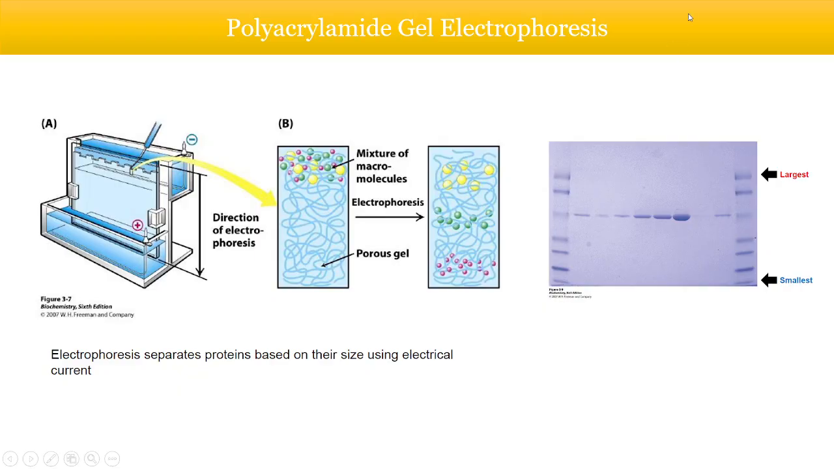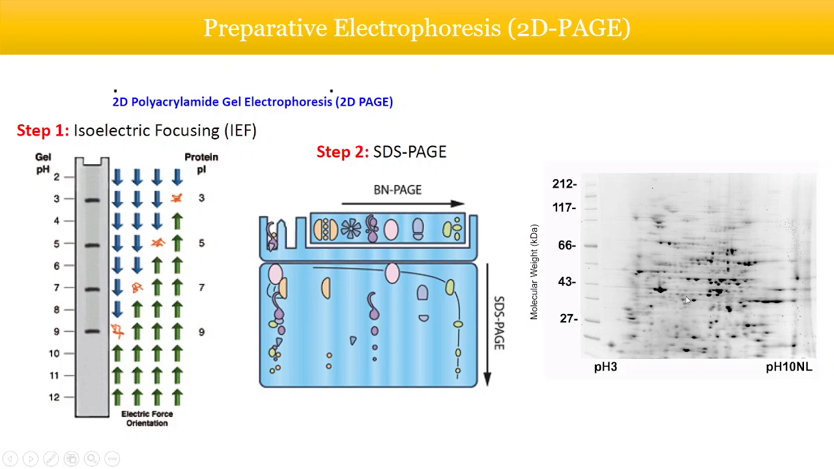And when you stain them, followed by destaining, you see quite thick bands of overexpression of proteins or purified proteins, but there are no other contaminants in that particular lane. So preparative electrophoresis or a 2D electrophoresis is basically a combination of isoelectric focusing and SDS-PAGE.